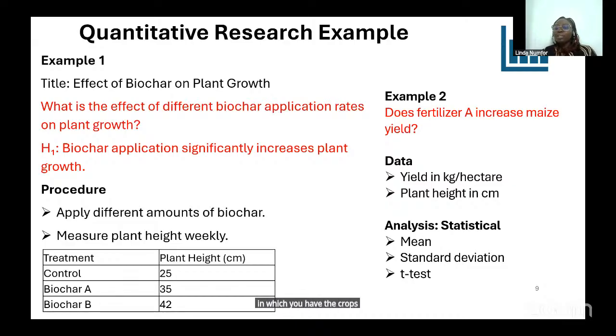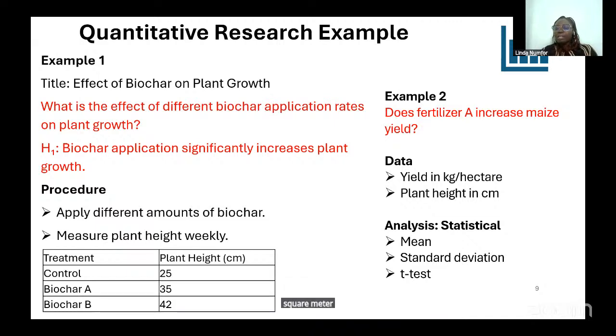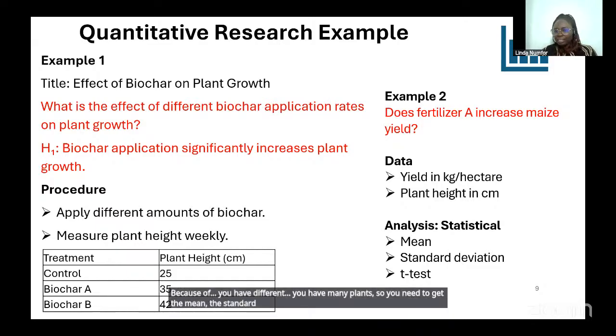Another example could be, does fertilizer A increase maize yield? So with this, you're going to get data like the yield in kg per hectare, or per square meter, and plant height in centimeters that you have measured weekly. And now you need to do statistical analysis. You need to look for the mean for the height, because you have many plants, so you need to get the mean, the standard deviation, and the t-test.